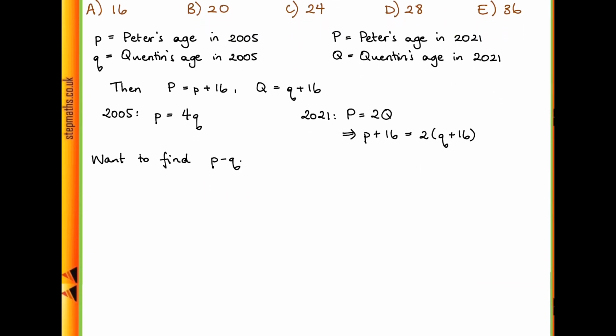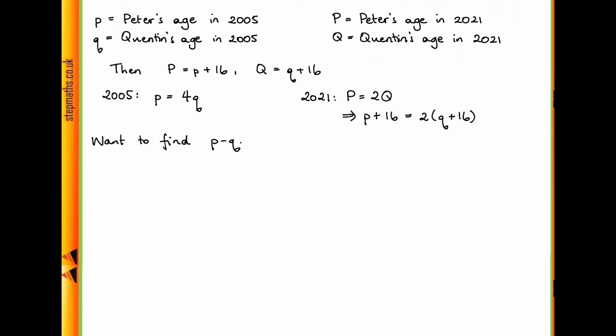Alright, and how are we going to find P minus Q? Well, we're going to have to work with these two simultaneous equations in p and q, right? So let me label this first equation 1 and the second equation 2. So we've got two simultaneous equations to work with, and if we simplify equation 2, we see that it's the same as P equals 2Q plus 16.